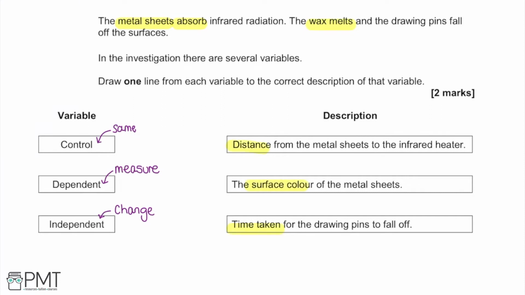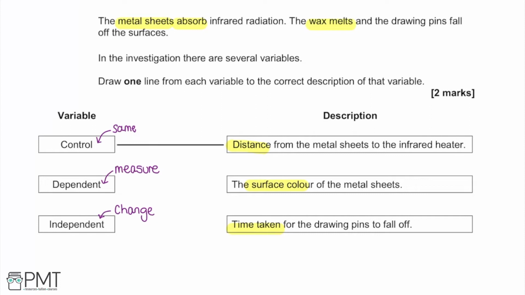So in this case, the control variable is going to be the distance from the metal sheets to the infrared heater. So they've both got to be the same distance away from the heater in order for this to be a fair test, because as the distance between the two increases, the intensity of the infrared photons is going to decrease. This means less energy is going to be provided to the surface every second, and this is an important factor in the experiment. So we've got to make sure that they're receiving the same number of photons per second, so that they're the same distance away from the heater.